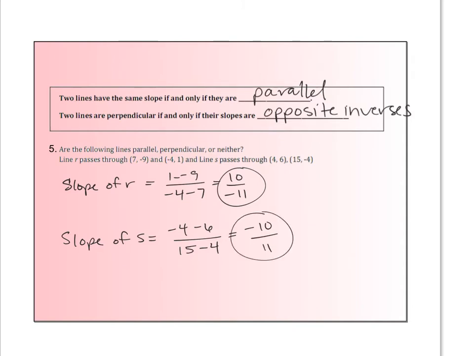When you look at these, the 10 is on top in both, the 11's on the bottom on both. The negative sign is not in the same place. Does that matter? The answer is no. It doesn't matter if the negative's on the top or the bottom or out front. These are the same. It's negative 10 elevenths. And so the answer is these lines are parallel. So we could say S is parallel to R.